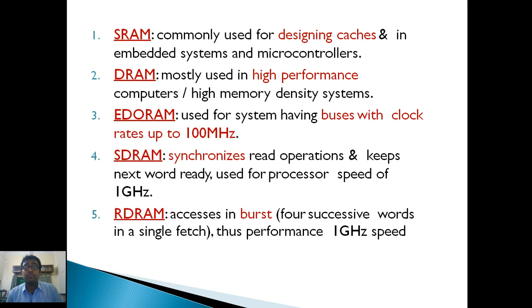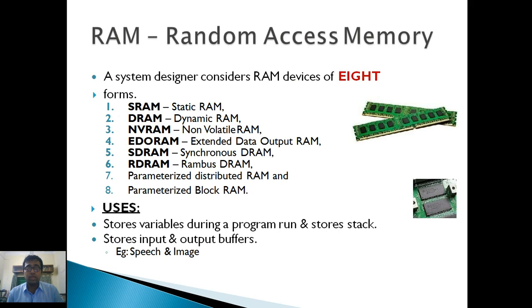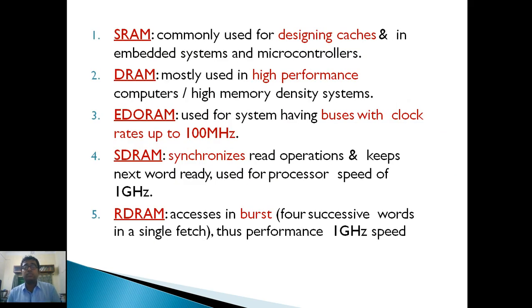Used for systems having buses with clock rates up to 100 MHz. It means those buses with clock rates up to 100 MHz use this kind of system. So from the name we can understand that it is extended data output RAM. It means if the clock rate is high, we use this kind of RAM for data input and output. It's a requirement-basis RAM.